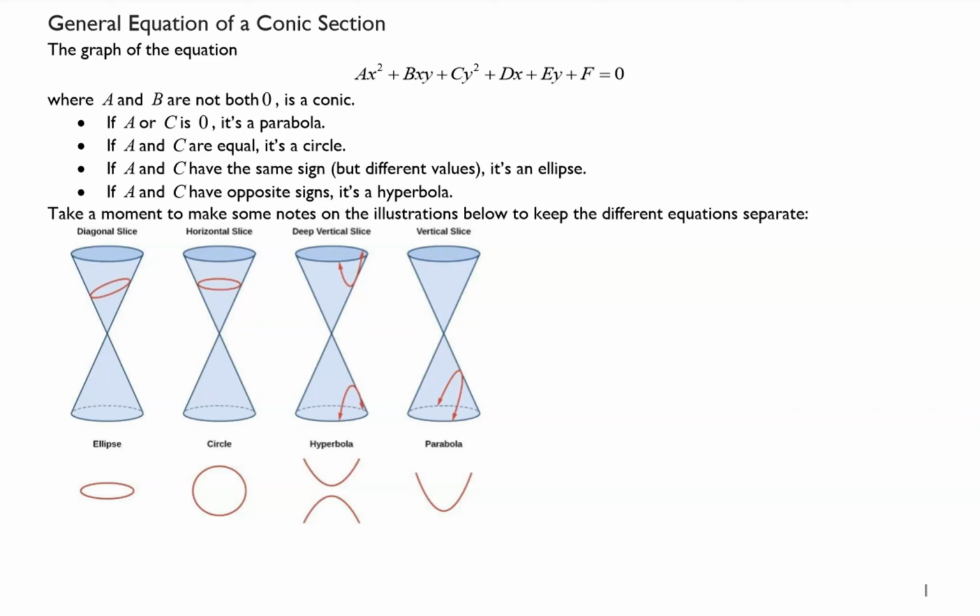If a or c is equal to 0, then we have a parabola. If a and c are equal, then it's a circle. If a and c have the same sign but different values, then we have an ellipse. And the last case, if a and c have opposite signs, then we have a hyperbola. Take a moment to make some notes on the illustrations below to keep the different equations separate.